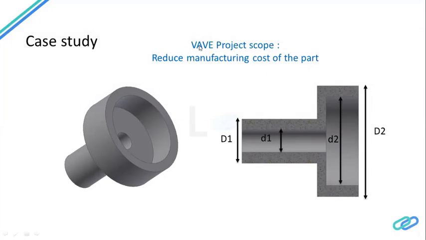Now let's say that we have a VAVE project for this part, and the scope of this project is that we have to reduce the manufacturing cost of this part. So now let's start with this project. Now we have a clear-cut objective or scope: there is an existing part which has these kinds of features or dimensions, and our target is to reduce the manufacturing cost of the part. Now let's see how we can approach this case study.